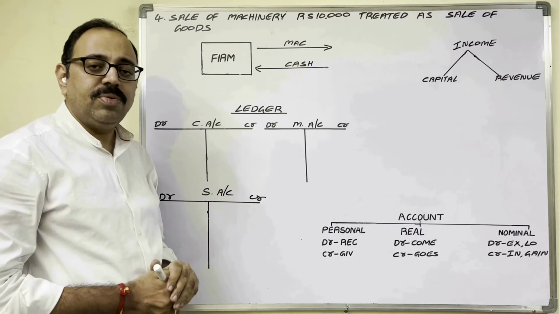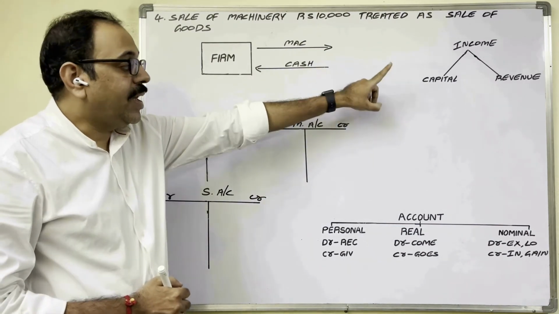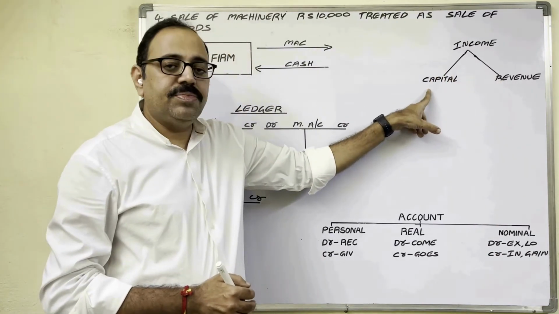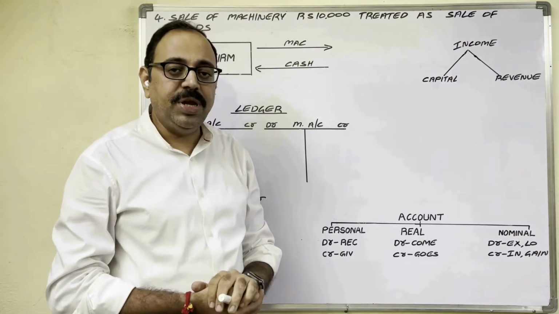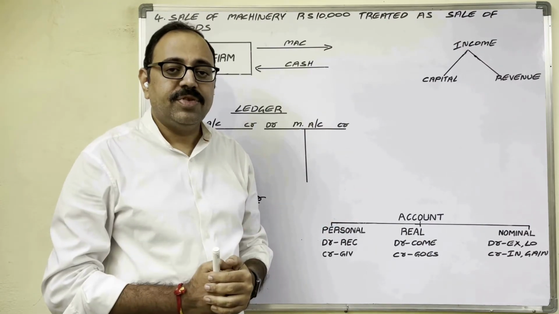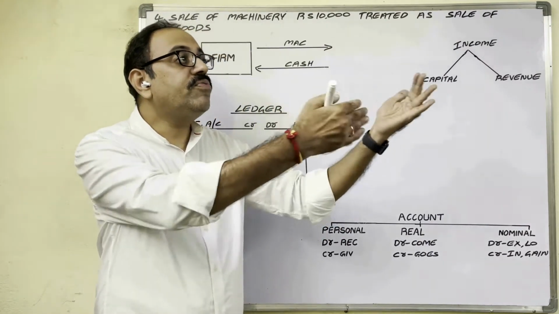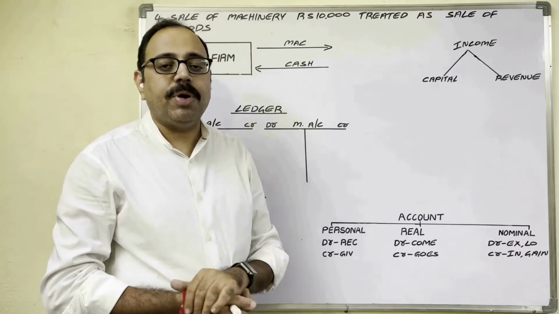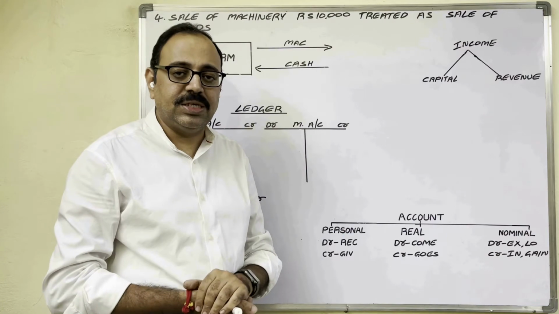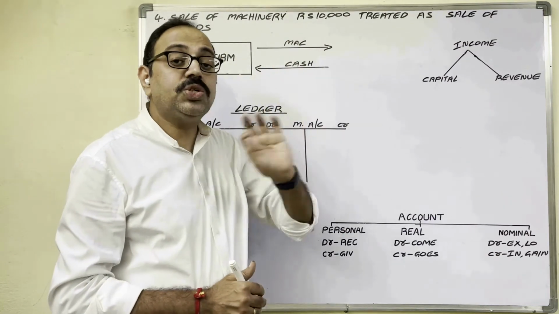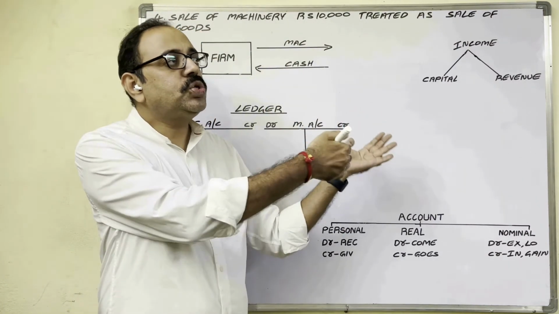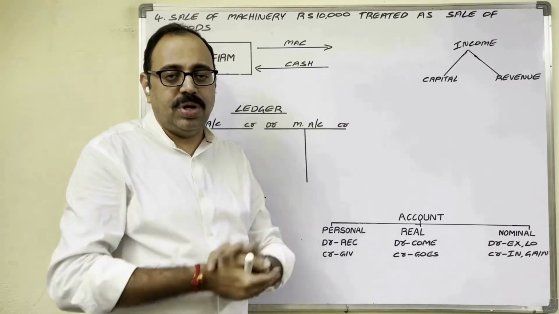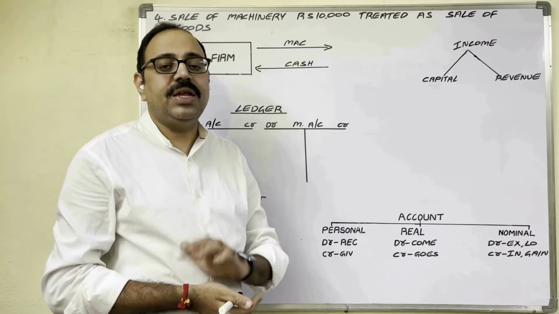This is income now. Incomes are of two types: capital incomes and revenue incomes. Capital income or capital receipt means rare income. For example, the firm took a loan from the bank. This is a capital receipt. The firm sold shares to the public. This is a capital receipt. If machinery, this asset, is totally damaged, the firm wants to replace it with a new one, then the firm sells this damaged machinery. It is rare income. It is capital income.